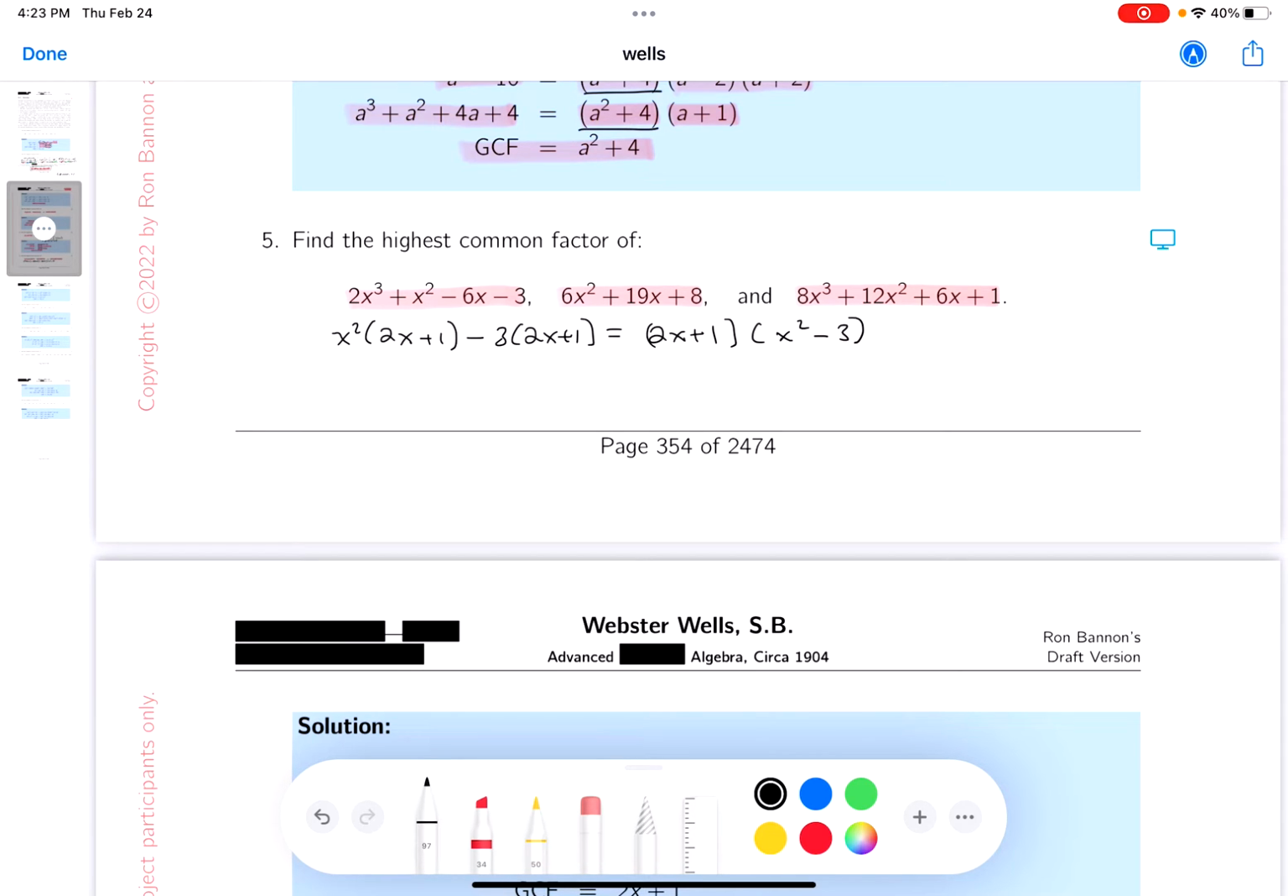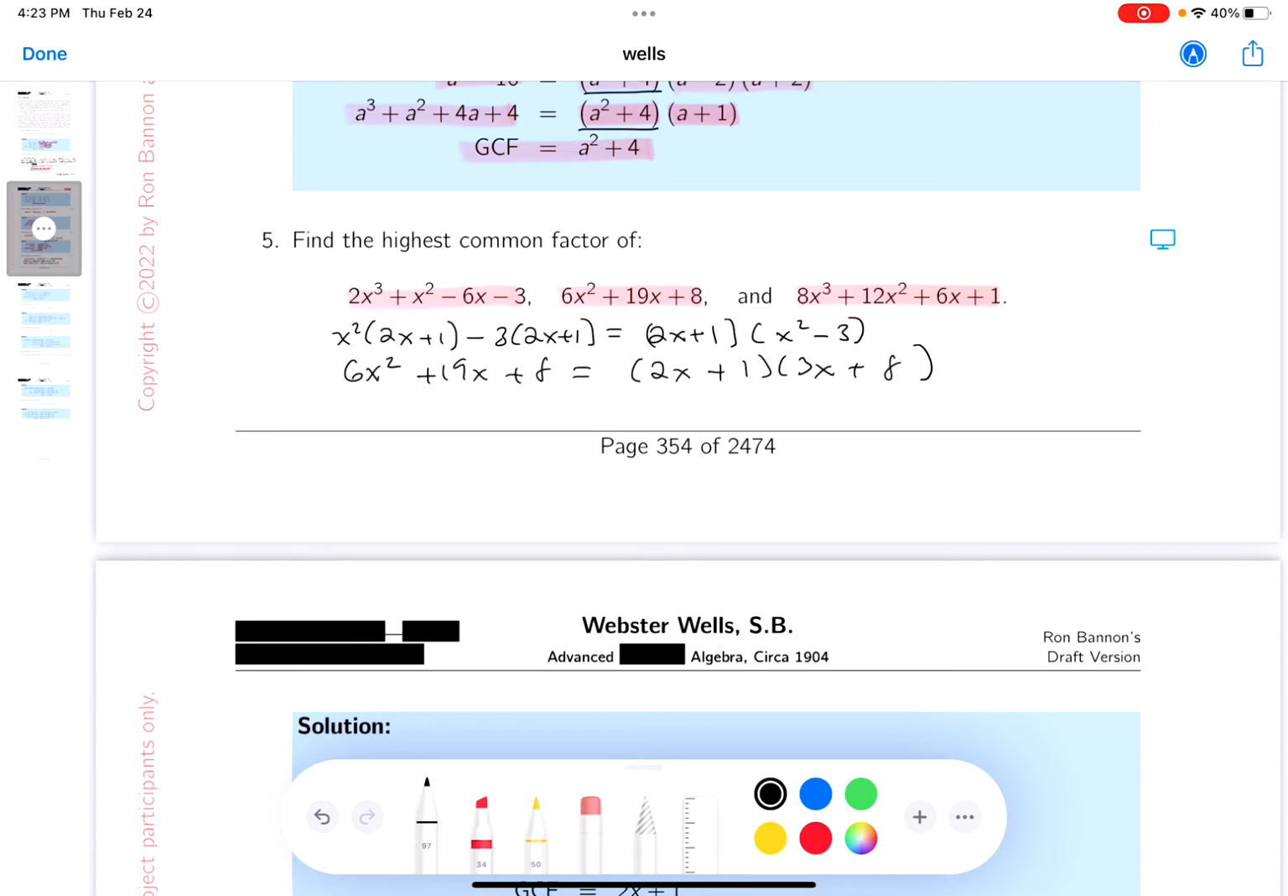The next guy I'm looking at is 6x squared plus 19x plus 8. Well, I'm going to give it a shot. Someone says, what do you mean you give it a shot? I'll try something. Let's try 2x and 3x, and I'm going to say 1 and 8.